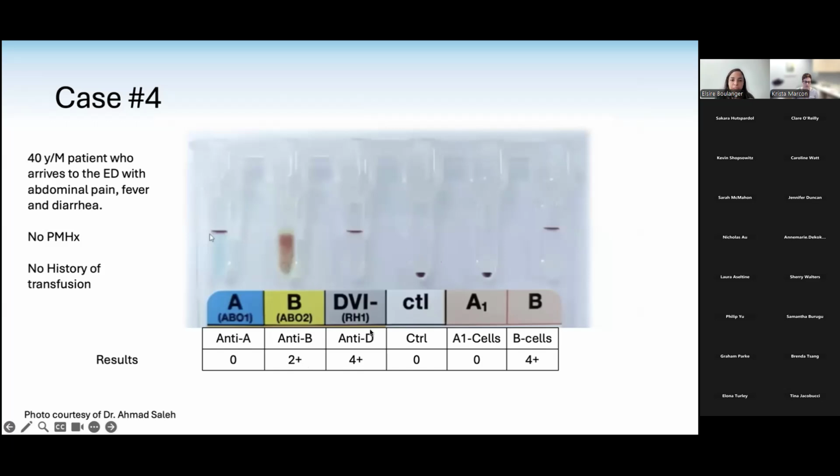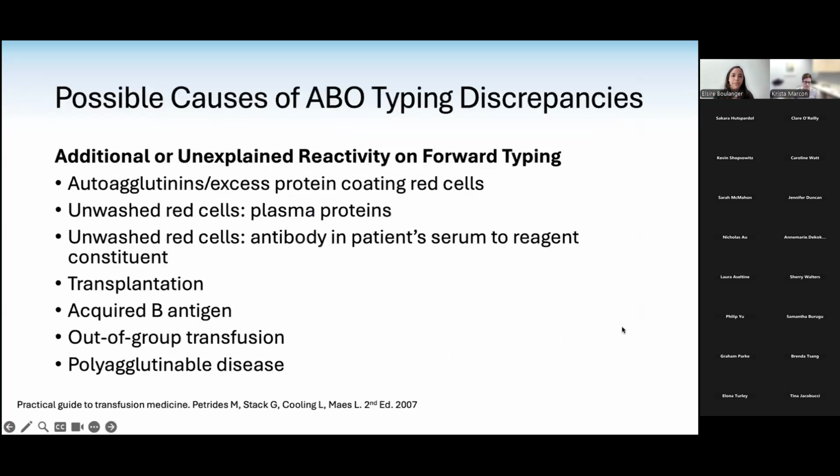This is a typical case of a patient with acquired B, which is a temporary condition. But even though this patient has this change, we cannot give B positive blood cells because this patient still has the anti-B present. If we give B positive cells for the transfusion, it will be chaos. We will create a hemolytic anemia and it will be very bad. But it's another interesting case of ABO discrepancy.